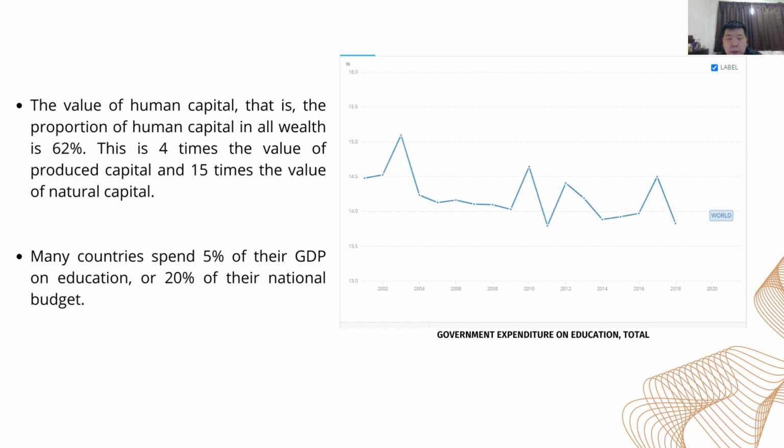The value of human capital, that is the proportion of human capital, in all fields is 62%. This is 4 times the value of product capital and 15 times the value of natural capital. Many countries spend 5% of their GDP on education or 20% of their national budget.